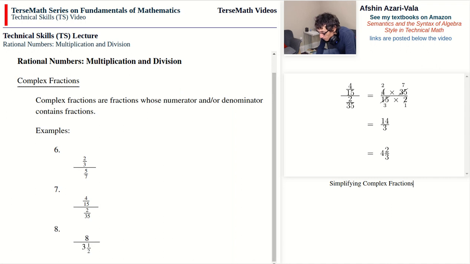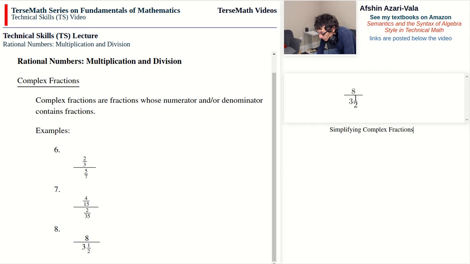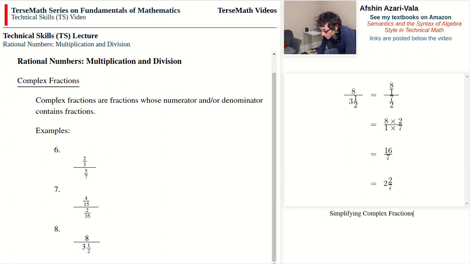Two more problems. Problem number 8. On the top we have a natural number, and the denominator is 3.5, which is a mixed number. So here we have to convert them to improper fractions. On the top we get 8/1, and the denominator becomes 3 times 2, 6, plus 1, 7/2. Now we take the shortcut. 8 times 2 goes on top, and 1 times 7 goes down. We end up with 16/7, which is 2 and 2/7.